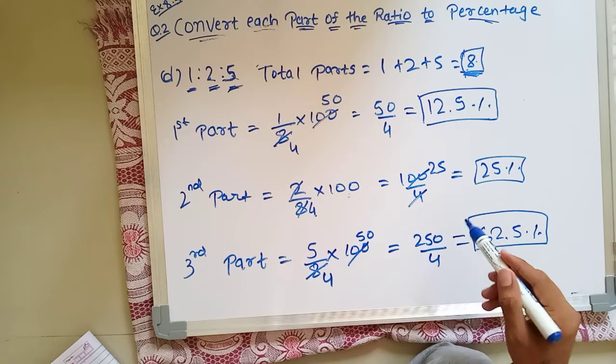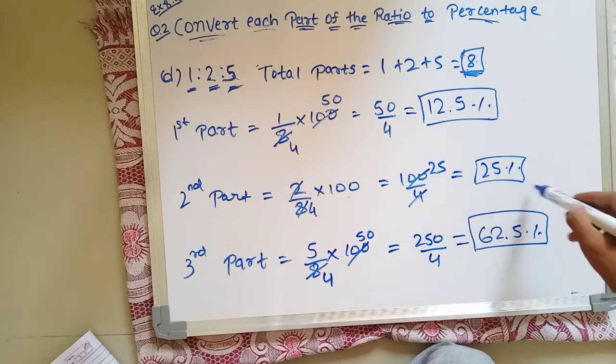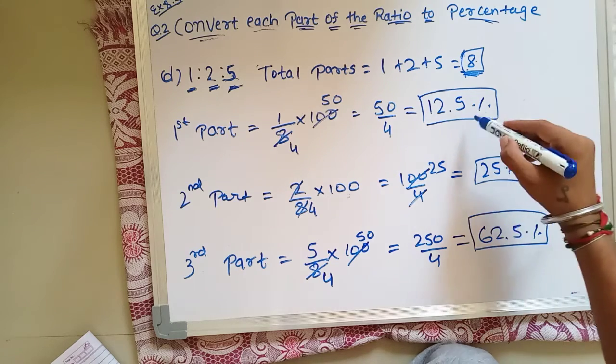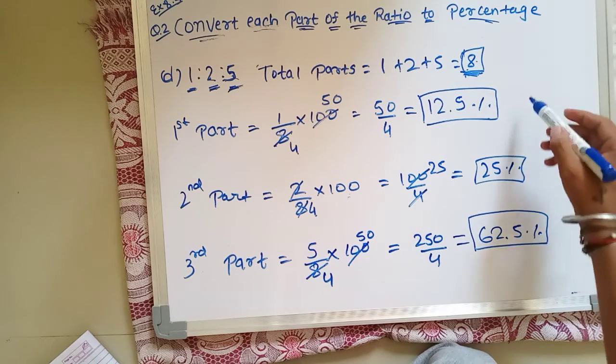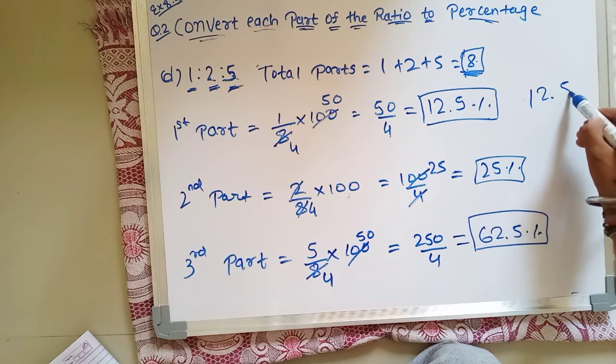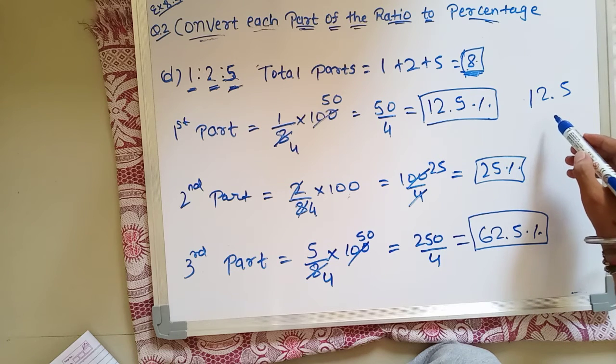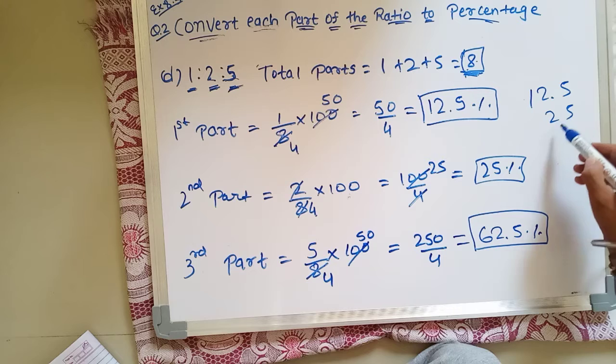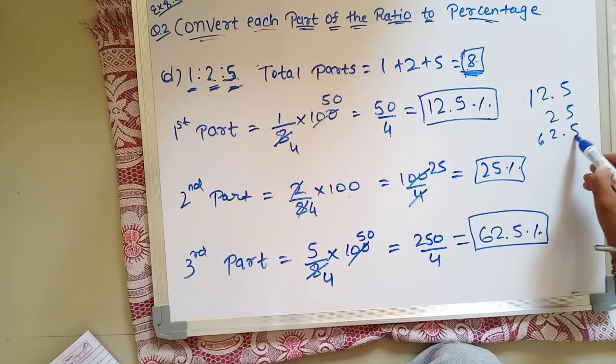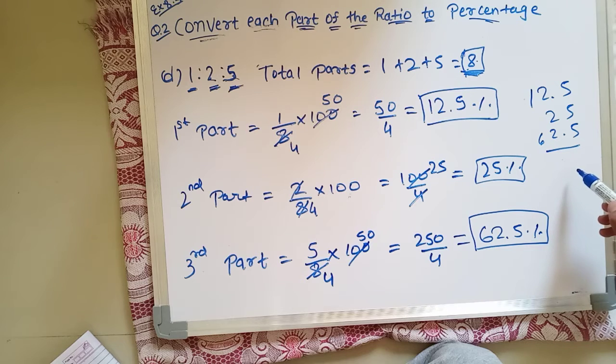Now let's check whether our answer is correct or not. So the addition of these 3 will be 100. Okay, 12.5, 25 and 62.5. 5 plus 5 is 10, 10 plus 5 is 15.